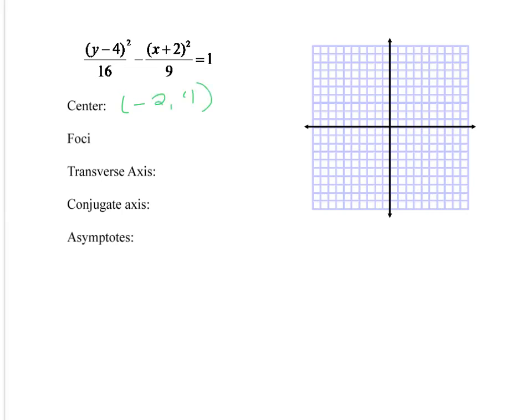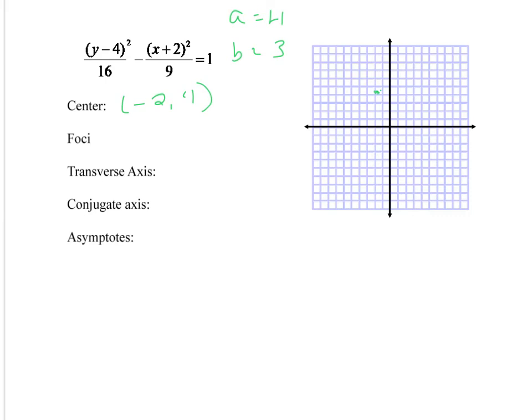So I'm going to go up here and put my center in at negative 2 comma 4, which is right there. I'm doing the best I can with my Marshmallow. Okay. a is going to equal 4. I can see that because a squared is 16. b is equal to 3. I can see that because b squared is equal to 9.